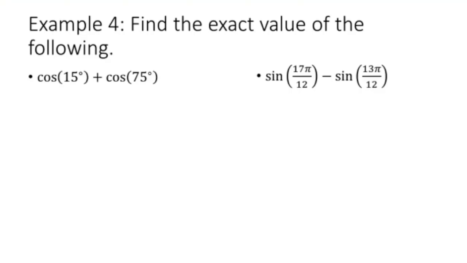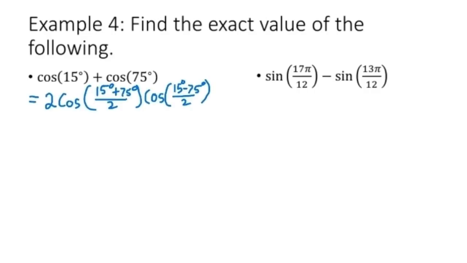Now, there are a couple of different options we could take because of how many identities we have. But with this one, let's use the sum to product to see if that helps us evaluate this a little quicker. Since we're adding cosines together, we'll use the third sum to product identity. And we get 2 cosine of (15 degrees plus 75 degrees) over 2 times cosine of (15 degrees minus 75 degrees) all over 2. Then we can simplify.